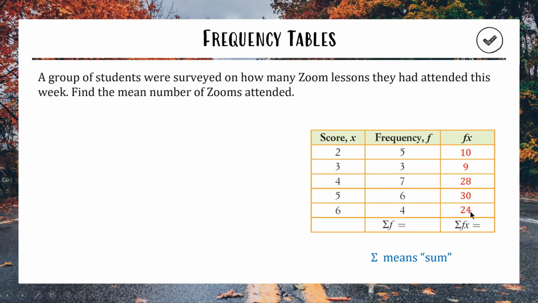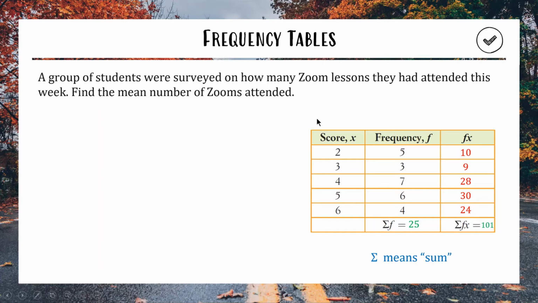Okay, now we're going to fill in our total. So we're going to fill in the total of the frequency column, which adds up to 25. So these numbers add up to 25. If we add up the fx column, we get 101. Now let's talk about why we found those numbers. We are trying to find the mean number of Zooms attended. So we're trying to find the numerical average.